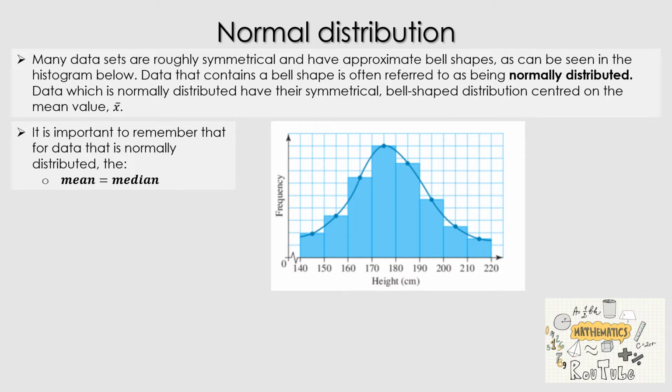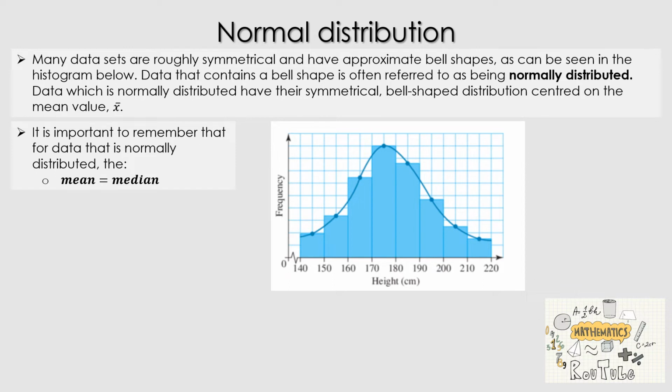So data which is normally distributed has a symmetrical bell-shaped distribution centered on the mean value, which is x bar. When we're talking about normal distribution, everything is always in reference to the mean. The mean value, which is x bar.